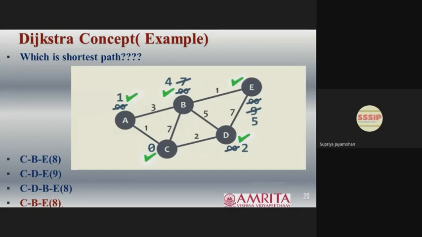So as a result, we are arriving at a major problem, that is, we are not going to have only one solution, we are having more than one. This is one of the major problems of Dijkstra.